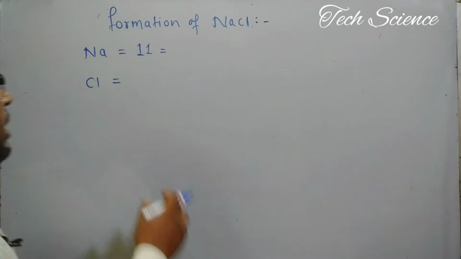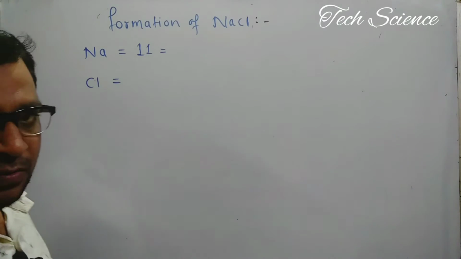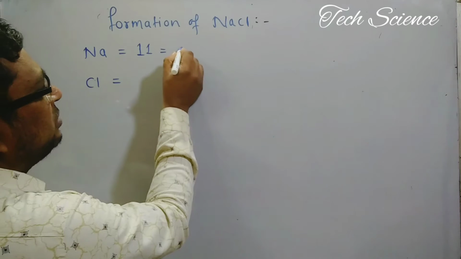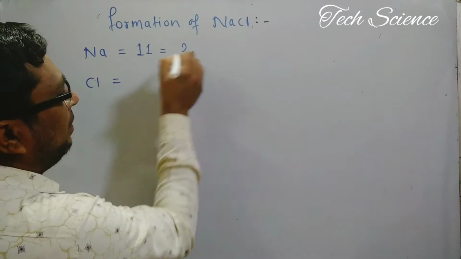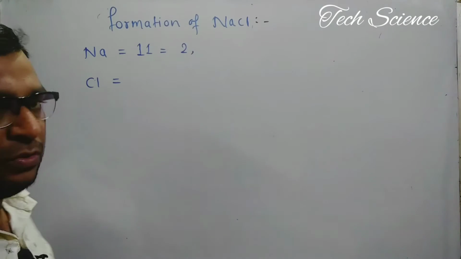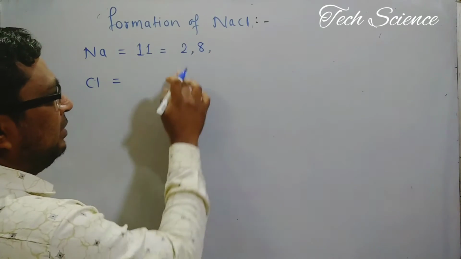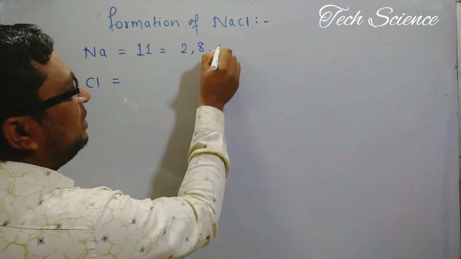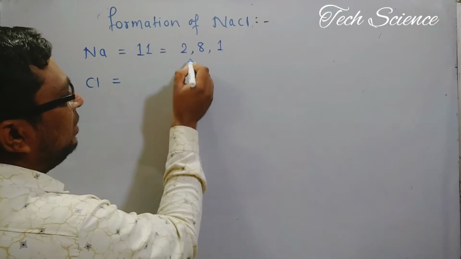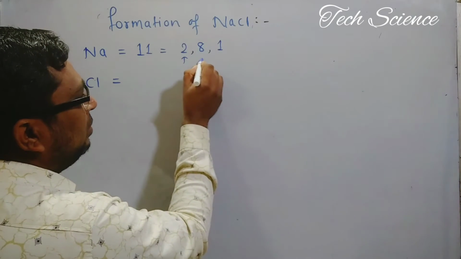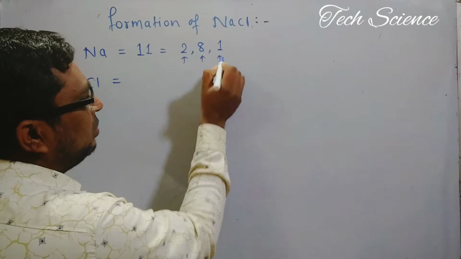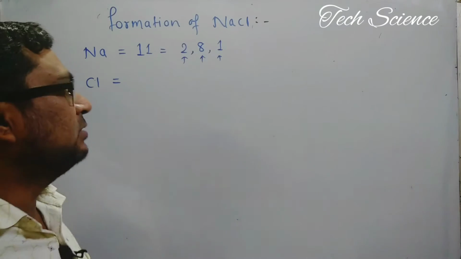Okay, so as the atomic number of sodium is 11, what about the electronic configuration? In the first shell the maximum capacity is 2, so we put 2 electrons here. The second orbit has 8, so 2 plus 8 is 10, so how much remains? Only 1 remains. So the first orbit has 2 electrons, the second orbit 8, and the last orbit, called the outermost orbit, has 1.